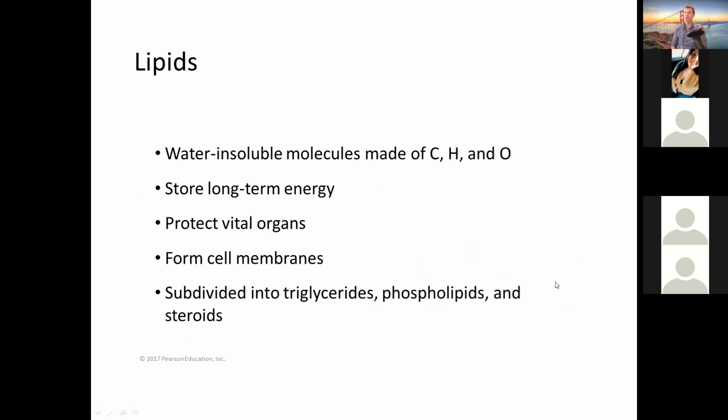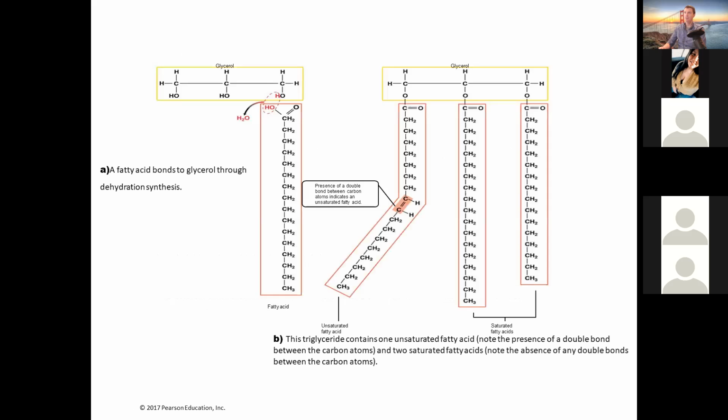Okay, another macromolecule found in cells are lipids. These are water-insoluble molecules made of carbon, hydrogen, and oxygen. They store long-term energy, and they protect vital organs. They also form the cell membrane, and they're subdivided into triglycerides, phospholipids, and steroids. So here's an example of a fatty acid. You can see it's bound to glycerol here, and you link these long chains up.